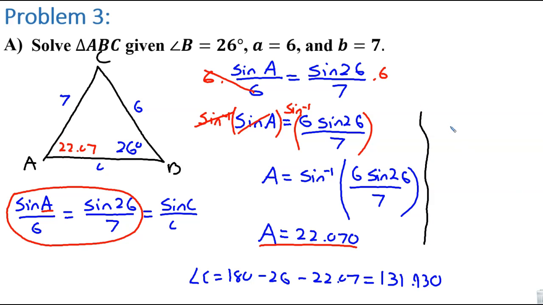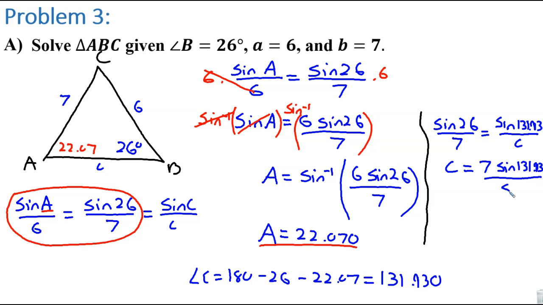And then once I have that C, I can use my B's once again to solve for the c now. So I can set up sine of 26 over 7 is equal to sine of 131.93, all right, over the little c we're looking for. Okay, cross multiply, divide, that's going to leave us with c is equal to 7 sine 131.93 over the sine 26.